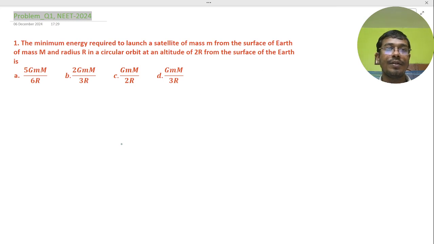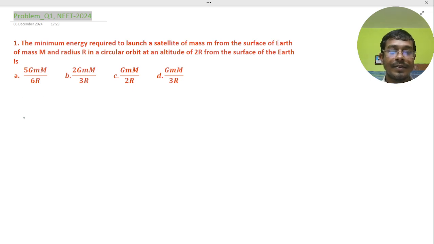basically the NEET question, saying that the minimum energy required to launch a satellite of mass m from the surface of earth of mass capital M and radius r in a circular orbit at an altitude of 2r from the surface of the earth is what? Coming in NEET 2024, recent questions. So solve here.